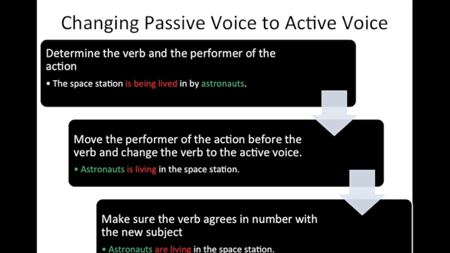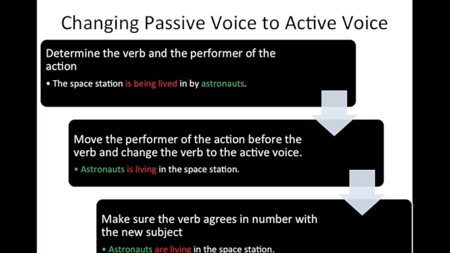When you have a sentence in passive voice, the first thing you need to do is determine the verb and the performer of the action. In this example, we have: the space station is being lived in by astronauts. Astronauts is the one performing the action, and the space station is receiving it.